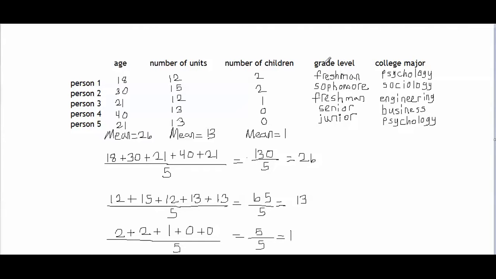Now, I said that the mean can only be calculated with a set of quantitative data. Since age is a quantitative variable, these 5 numbers are a set of quantitative data. Since number of units is a quantitative variable, these 5 numbers are a set of quantitative data. Since number of children is a quantitative variable, these 5 numbers are a set of quantitative data.